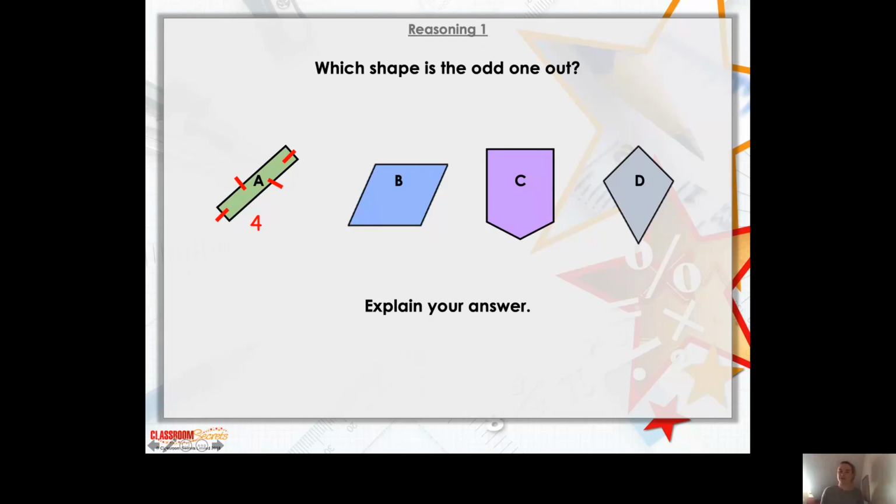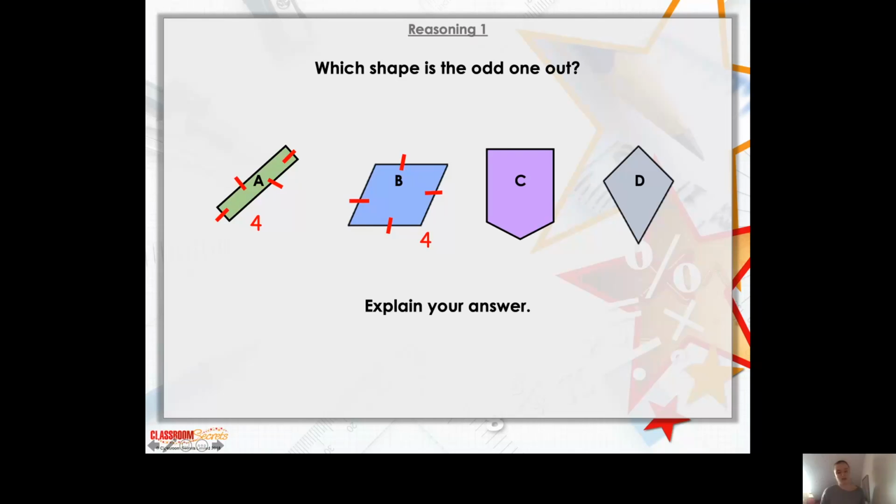Quadrilaterals have 4 sides. Okay, what about shape B? Well, I'm going to cross them out again. So 1, 2, 3, 4. Oh, I haven't got any more sides. So I've counted 4 sides. So again, B is also a quadrilateral.